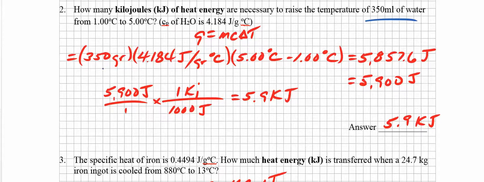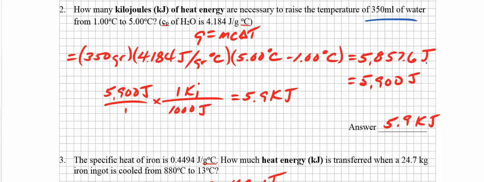So I'm going to write it as grams since that's what I need for the formula. 350 grams instead of 350 milliliters times the specific heat of water. In this case, it's 4.184 joules per gram per degree Celsius. And what was the temperature change? We went from 1 to 5 degrees Celsius. It was heated by 4 degrees Celsius. We'll denote that by 5.0 degrees Celsius minus 1.0 degrees Celsius. When we multiply across, here's what we get.